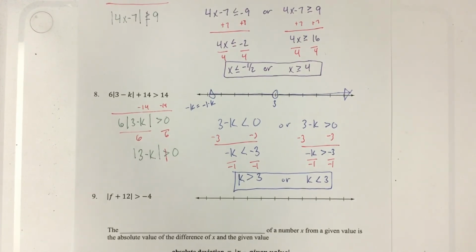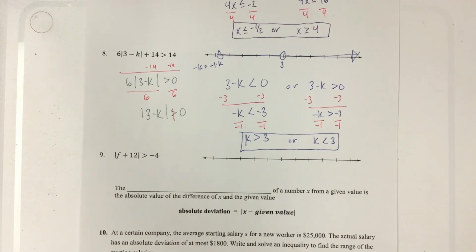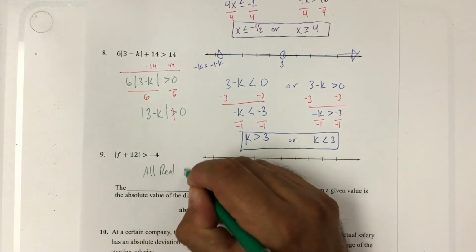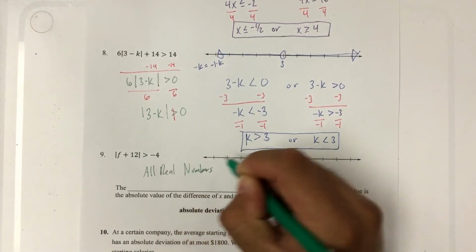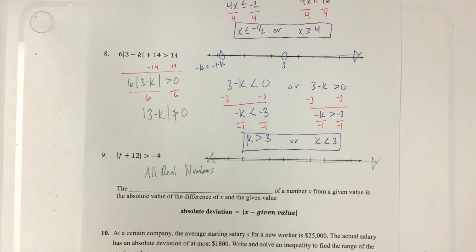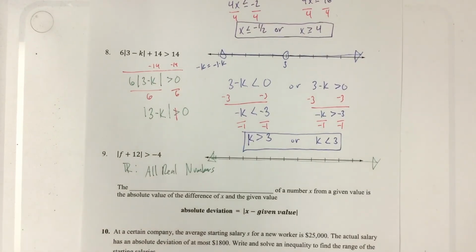Now, number 9 should go pretty quickly here. It's isolated. The number is negative, but it says greater than. What does that mean? It's all real numbers. And when you graph it, it's the whole number line. What's the symbol for all real numbers? The R with the two lines. All real numbers.